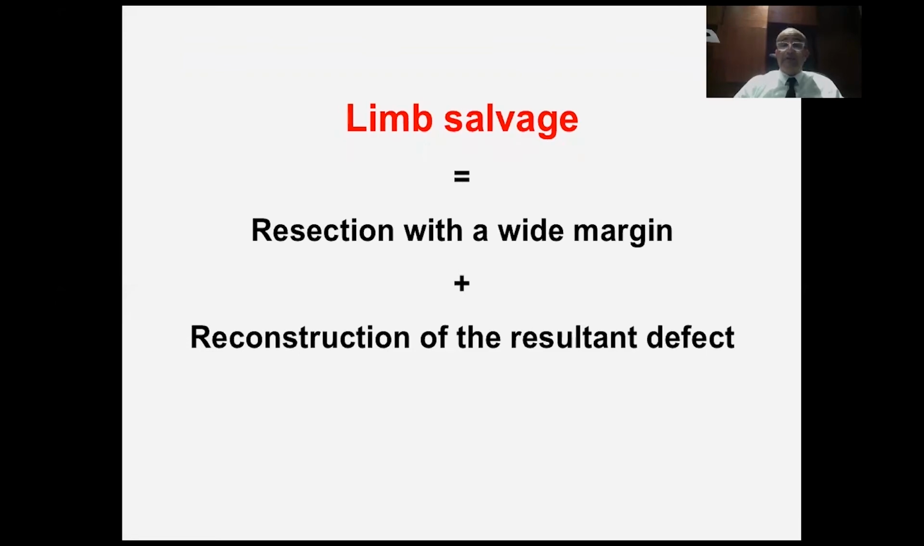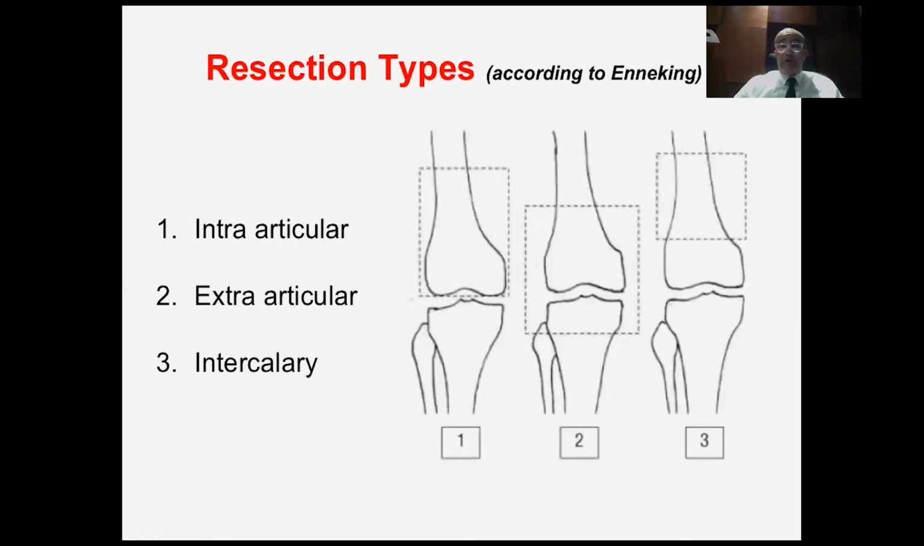Limb salvage is composed of 2 components: resection with a wide margin and reconstruction of the resultant defect. The types of resection are either intra-articular resection, like when we go through the joint and remove the distal femur or the proximal tibia, or extra-articular resection, in which we remove the tumor together with the adjacent joint when we have an intra-articular extent, or intercalary resection when the tumor is in the middle of the bone and our resection is away from the joint.